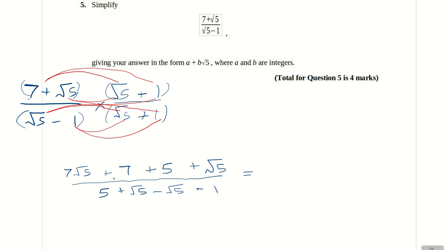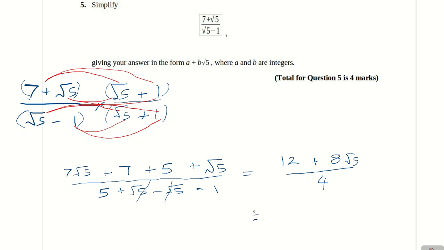Now what have we got on the top? Well, we've got 7 add 5 is 12. And then 7 root 5 plus 1 root 5 is just going to be 8 root 5. Okay, and then on the bottom we've got root 5 minus root 5, which cancel out, which is what we want, and 5 minus 1 is 4.